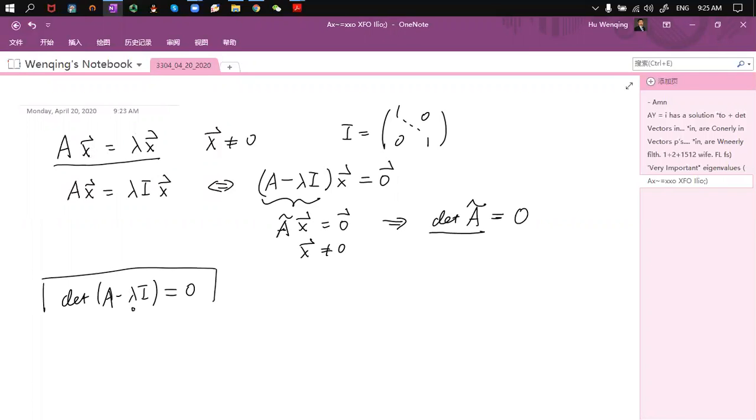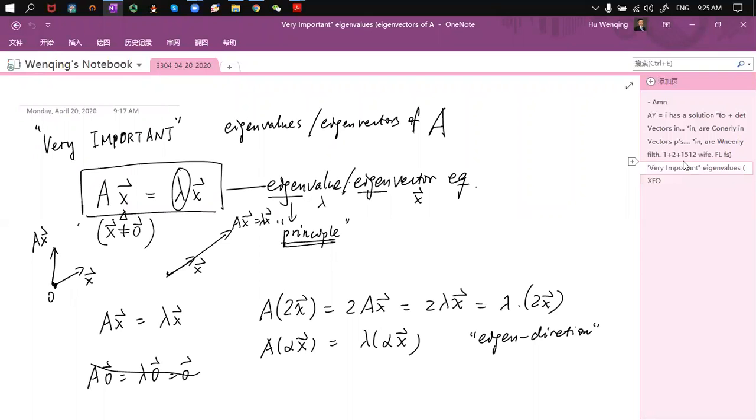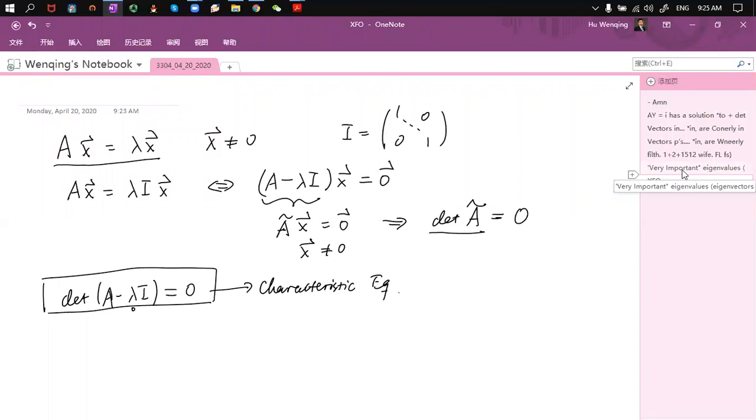This equation is what we call the characteristic equation. Remember, we have been learning about characteristic equations when we were talking about first order and higher order linear differential equations, where the characteristic equation is a polynomial equation in which you replace the coefficients of the differential equation with the coefficients of a polynomial. It is called the characteristic equation.